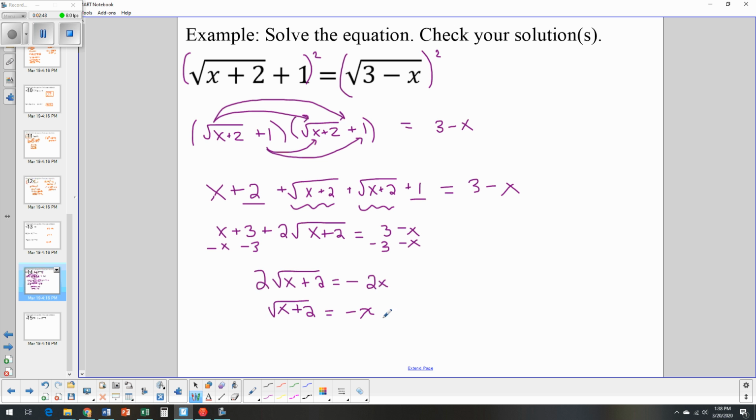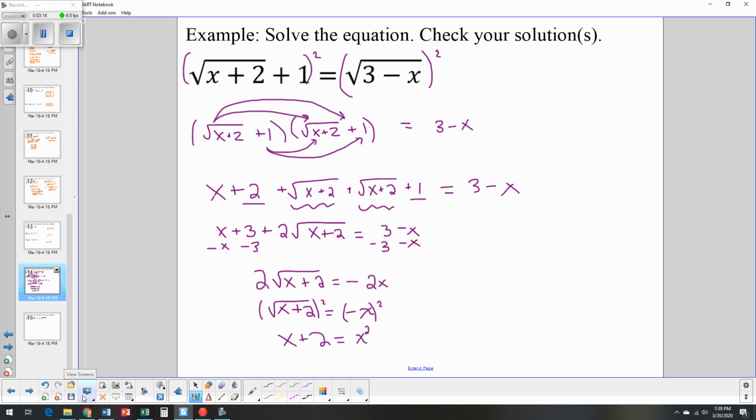So I still have a square root in my problem. So once again, I'm going to square both sides. This side is just x plus 2. This side, negative x squared, is really negative times negative, or positive, and x times x is x squared.